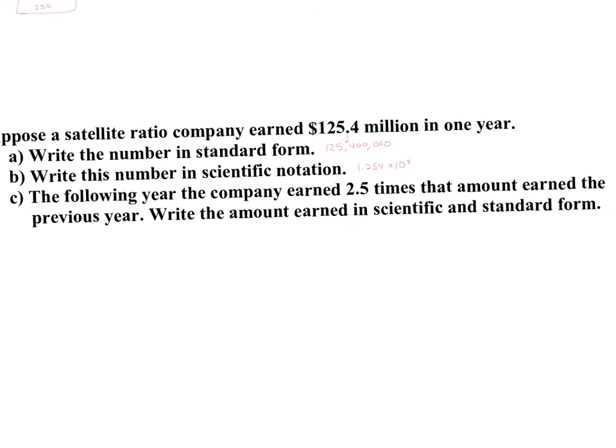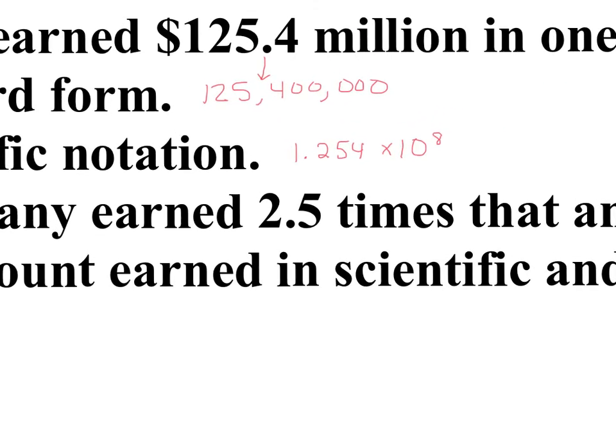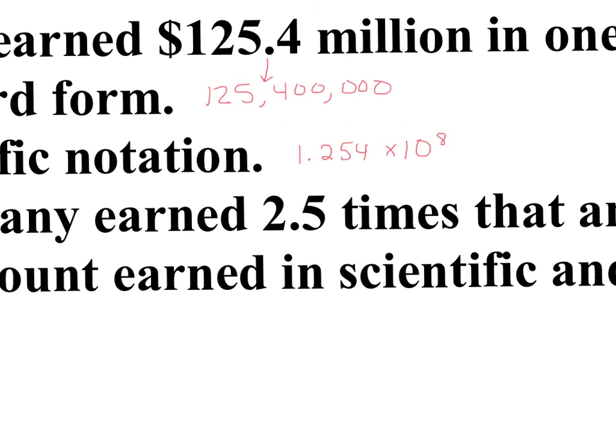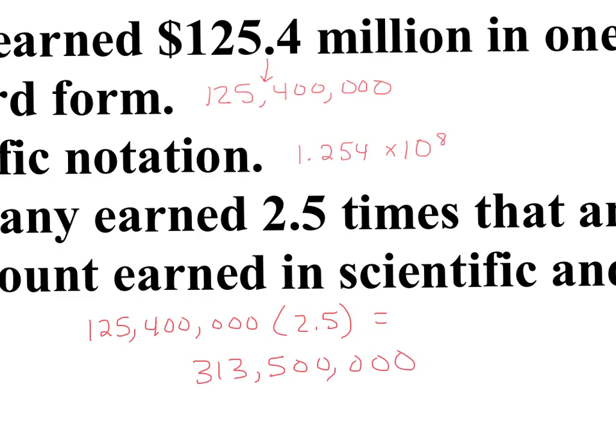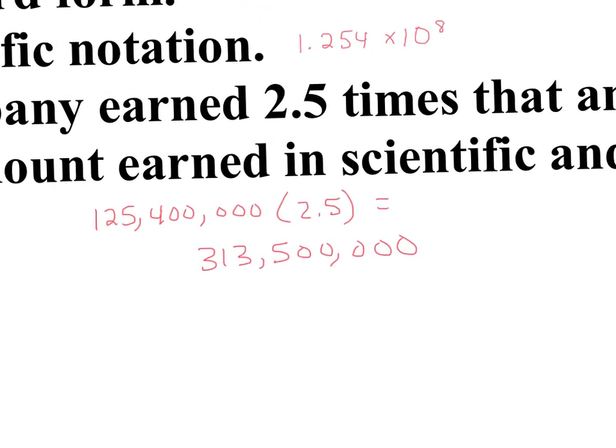Now, there's a couple of ways you can do this. I think the easiest way is just to come right back up here, use this guy, and just multiply it by 2.5, okay? So I'm going to take my 125,400,000, and I'm going to, on my calculator, multiply that by 2.5. Now, when I do that, I get 313,500,000.